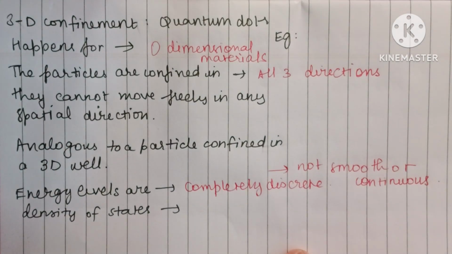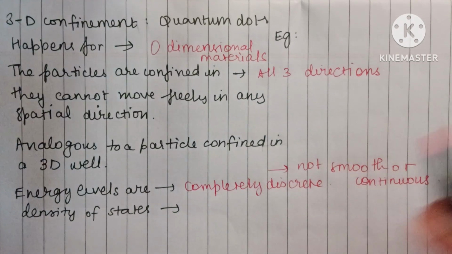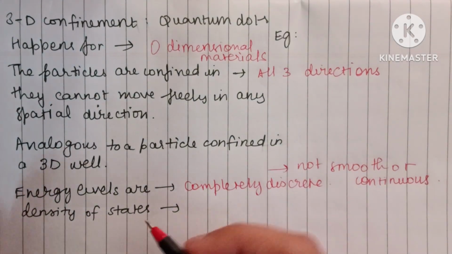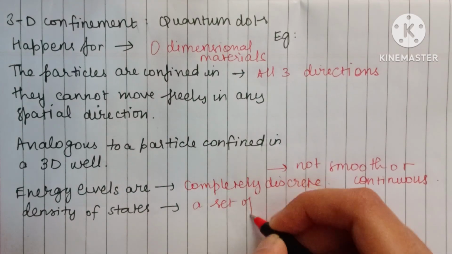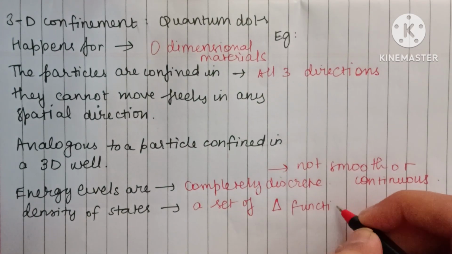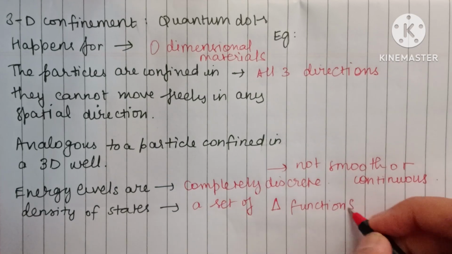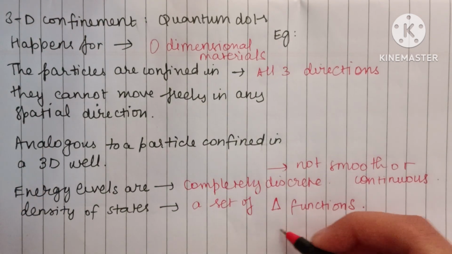They are more like a staircase where the particle can only stand on certain steps. The density of states is a set of delta functions. This means that there are sharp, distinct points where energy levels exist, with nothing in between.